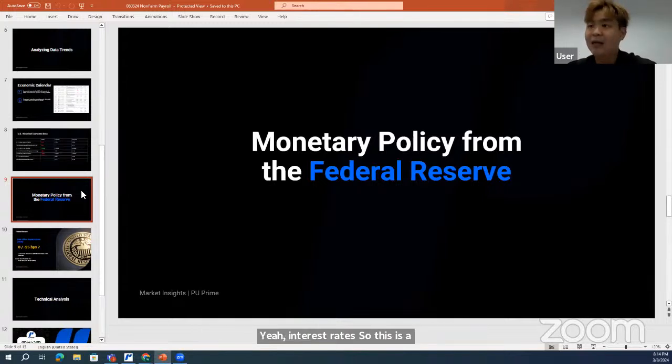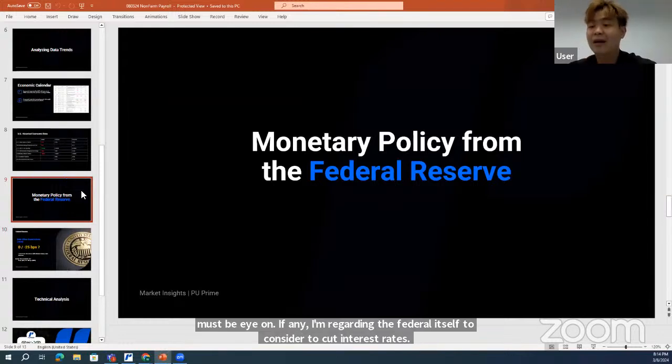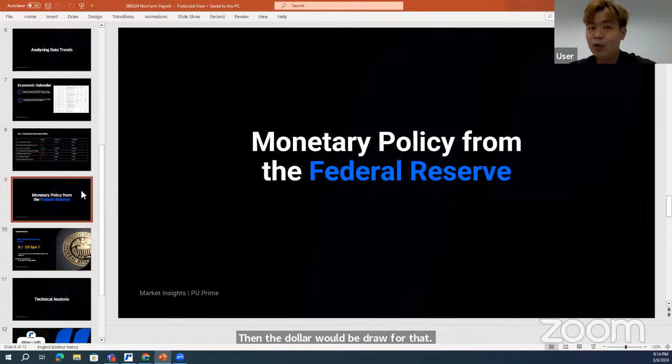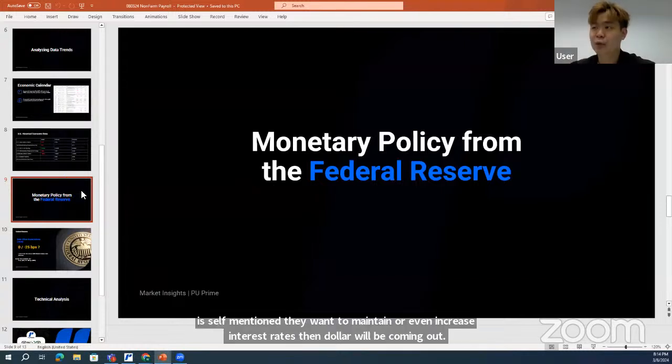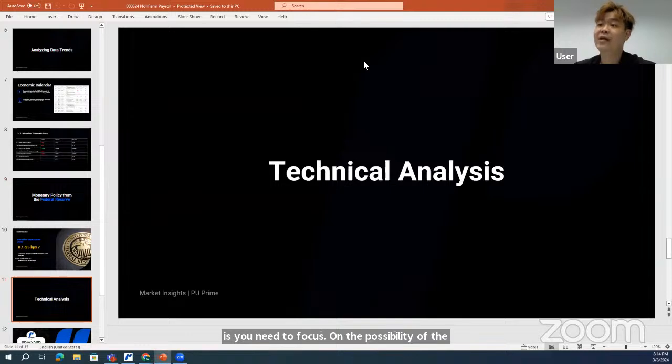If there is any statement from the Federal Reserve about considering cutting the interest rates, then the dollar will drop further. But if the Federal Reserve mentions they want to maintain or even increase interest rates, then the dollar will go up. So after the NFP, the next thing you need to do is focus on the possibility of the interest rate decision from the Federal Reserve.